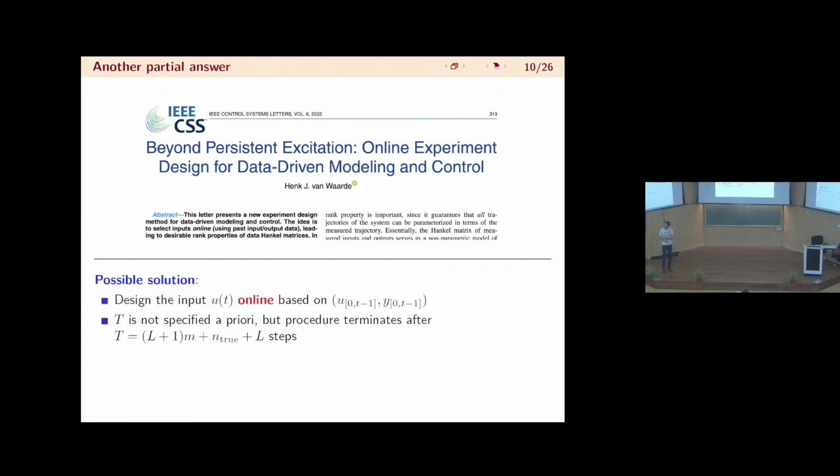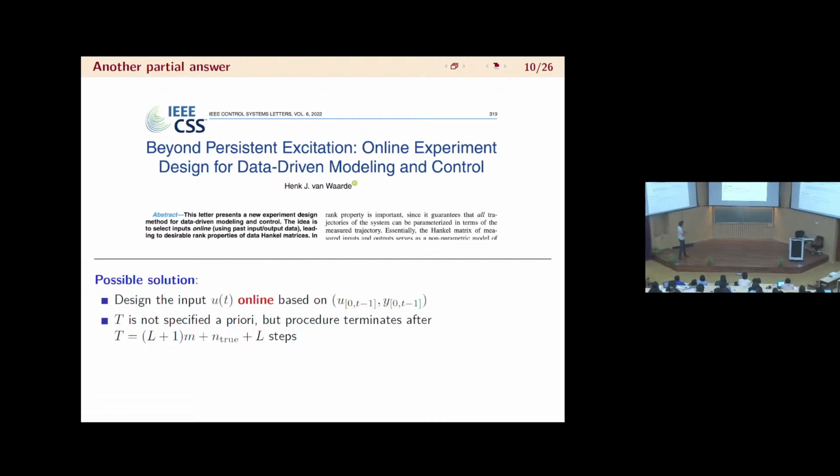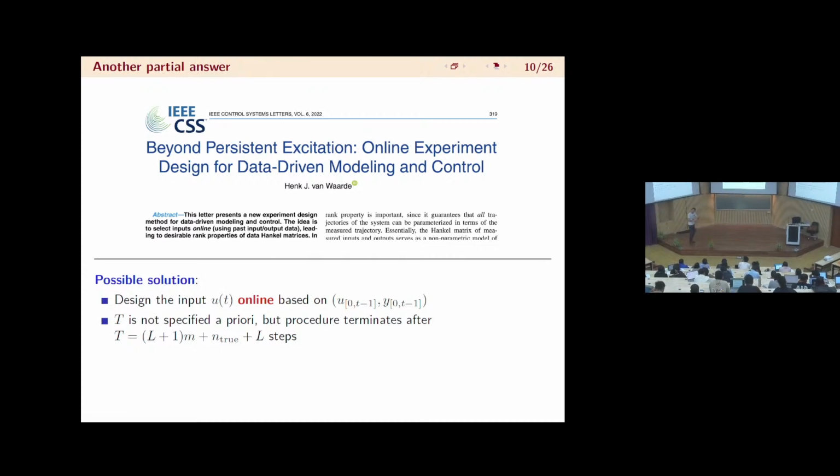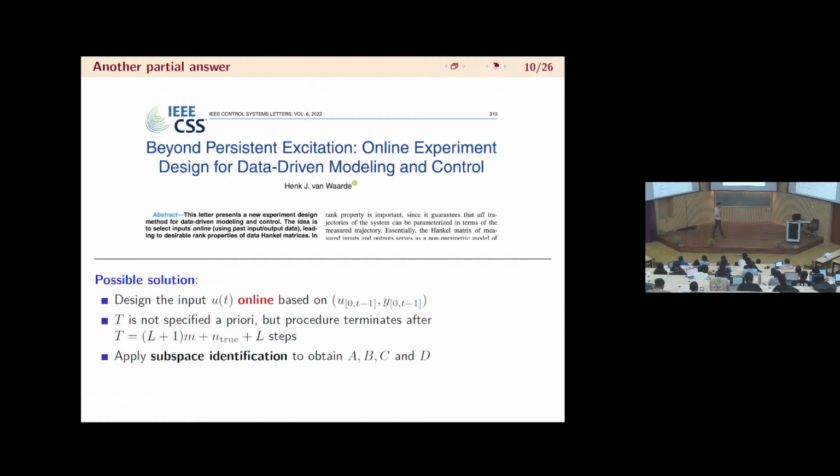From that stopping criterion, you can then also read off the true state space dimension, right? Because beforehand, I did not know what n true was, but since we proved actually that the procedure stops after exactly this number of steps, I can now compute n true. It's just t minus this number minus this number. And then one can again apply subspace identification to find A, B, C, D.